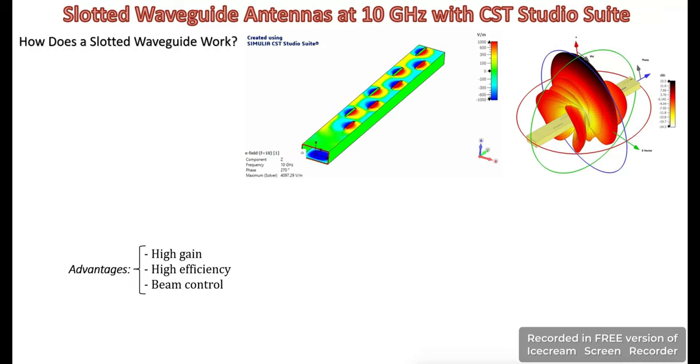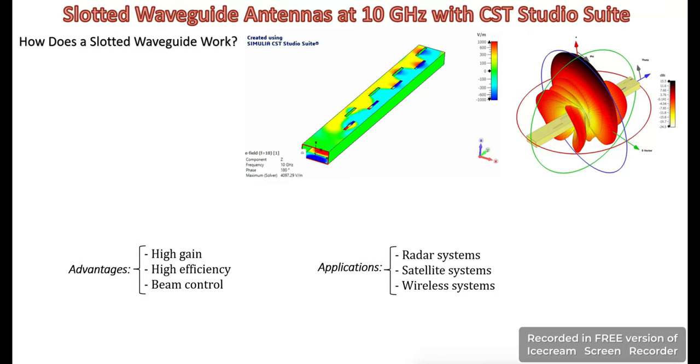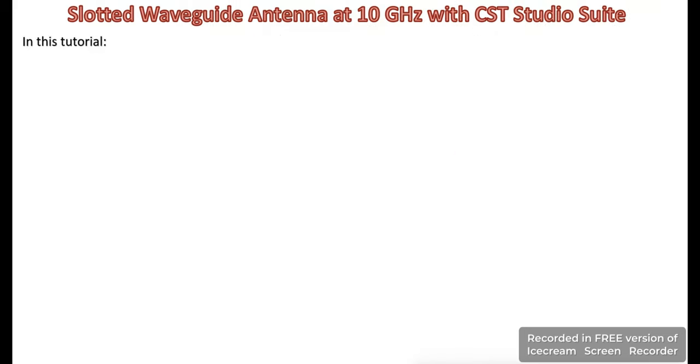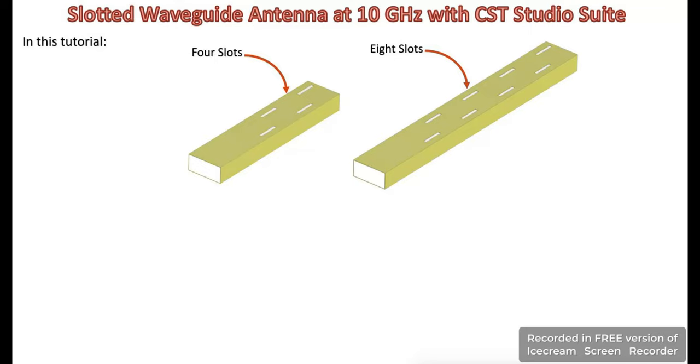Slotted waveguide antennas offer several advantages. Slotted waveguide antennas are widely used in radar systems, satellite communications, and wireless communications. In this tutorial, we will design two slotted waveguide antennas, of which the first one has 4 longitudinal shunt slots and the second one has 8 longitudinal shunt slots.